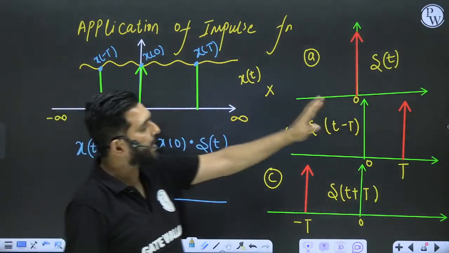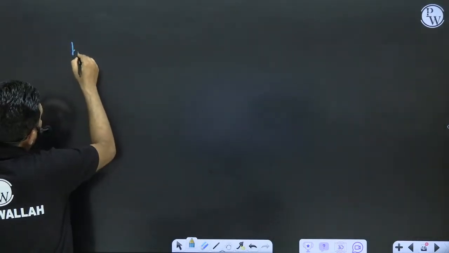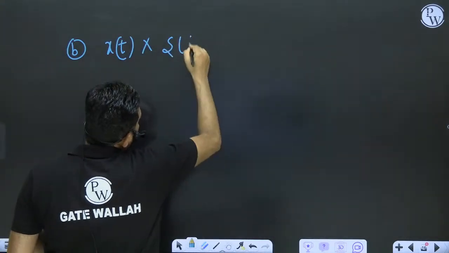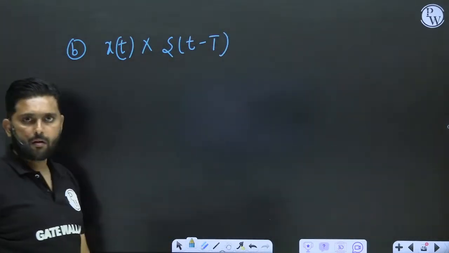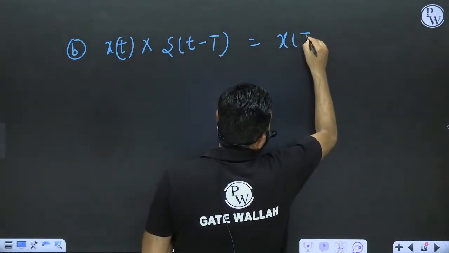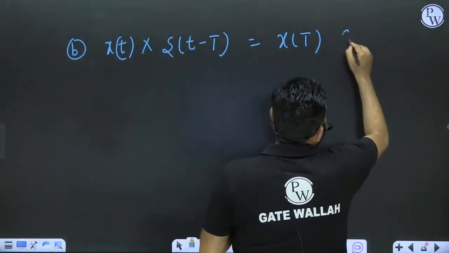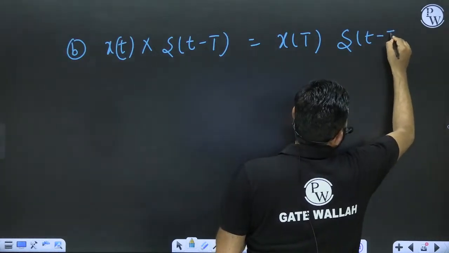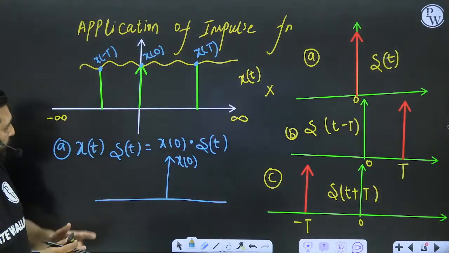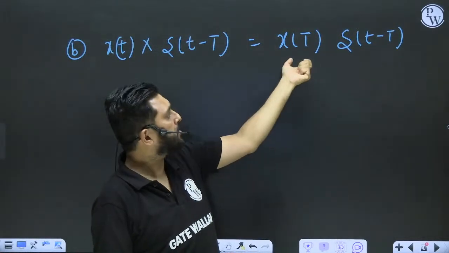You will surely get again an impulse function. This is A; what should B be? B is x of t multiplied with delta of t minus T, which is also an impulse function present at capital T, whose height is x of T. If you multiply this function by this function, surely you will get an impulse function whose height is now x of T.